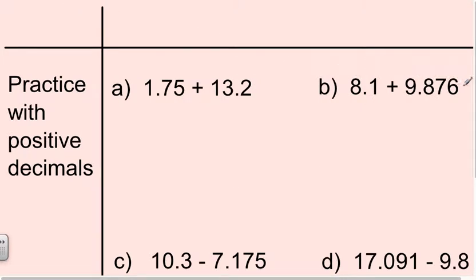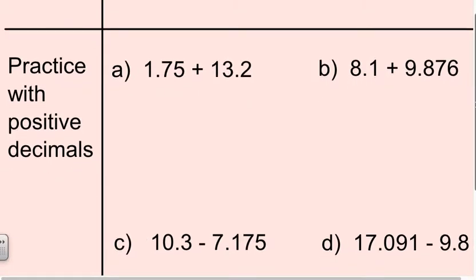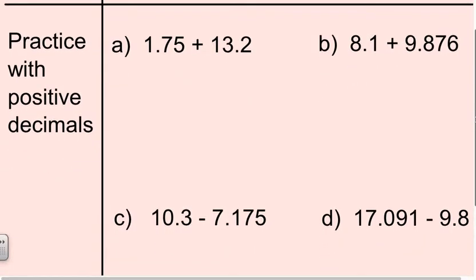All right, in class we spent some time adding and subtracting decimals. I want to look at a few decimals to begin with. Remember, it's important to line up our place values. So if I have these two numbers, I want to line them up with the place value. Here is 1 whole, 7/10, 5/100. Here I have 13 wholes, 2/10, 0/100.